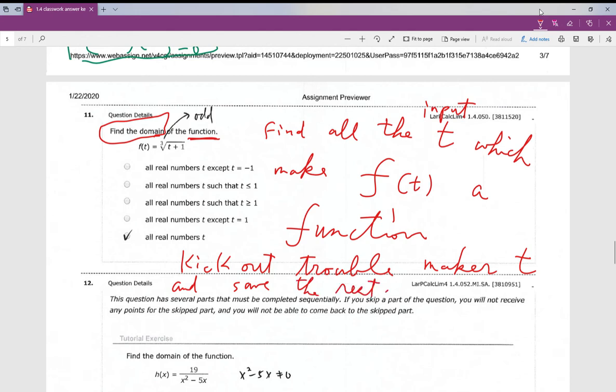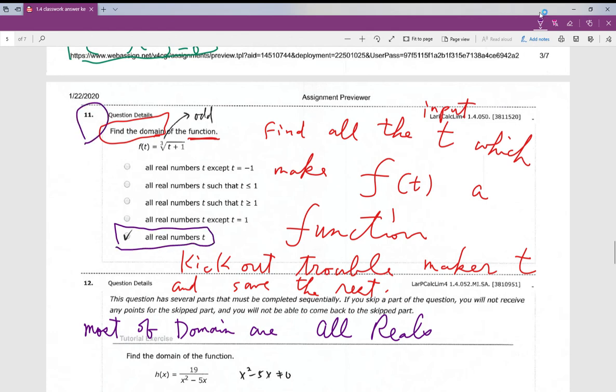Okay. Now, when we have this type of question, I want to tell you some secret. Most answers, let me change color. Most of the domains are all real. Most are all real. So like number 11, the answer is all real. And why I can easily recognize that. Okay. Most of the domains are all real.